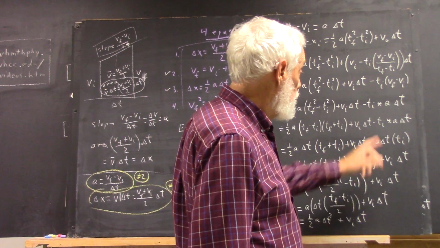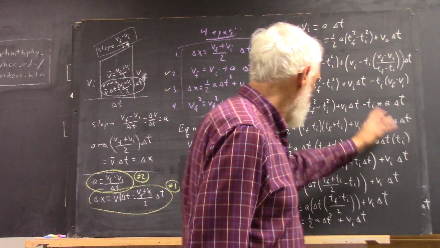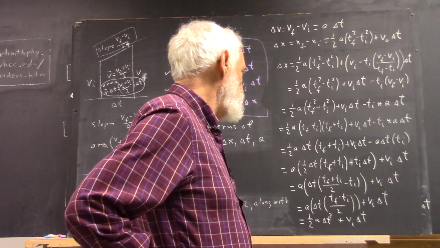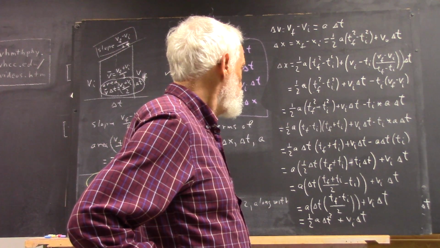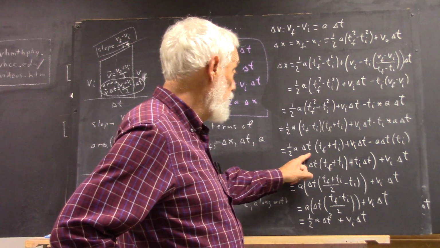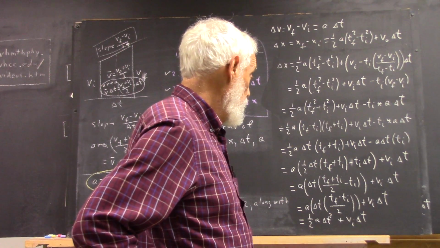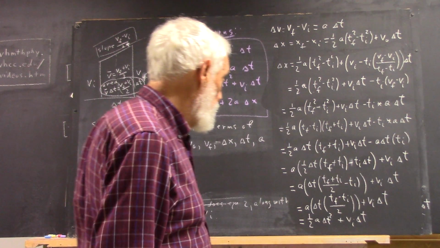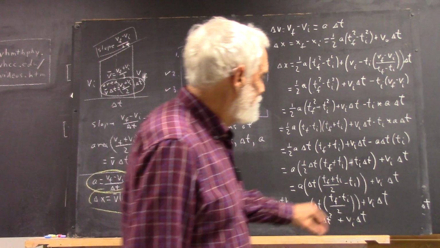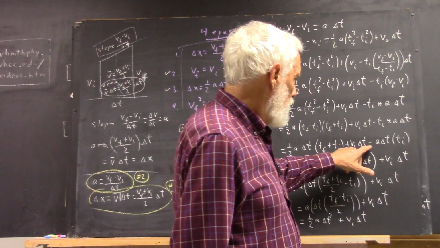We've got our vi delta t, and we have this, so everything else is the same. But now we note that our tf minus ti is just a delta t, so we got an a delta t here. We still have the tf plus ti here, and everything else is still the same. So what do we do next? Well, I could have done this in 2 or 3 steps, but I did not.